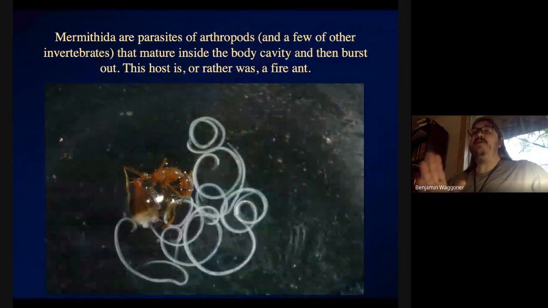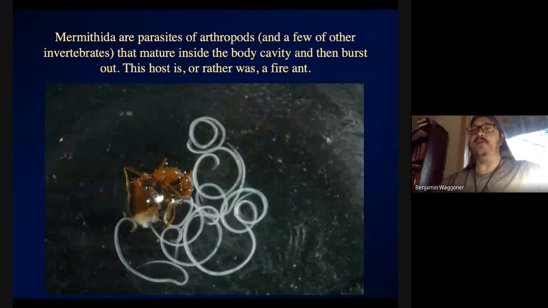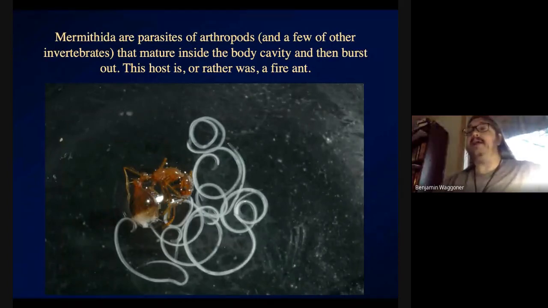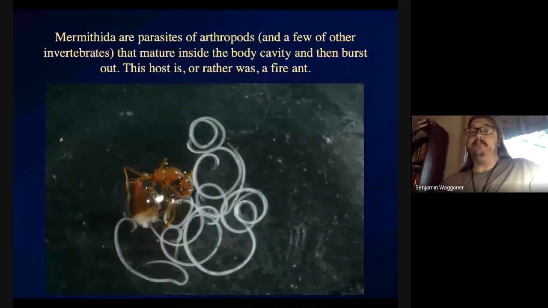Mermithids are arthropod parasites. They don't parasitize vertebrates that I've ever heard, and they probably should be called parasitoids because they kill their host. They'll mature inside the body cavity, such as the body cavity of this fire ant, and then burst out when they're mature, destroying the host in the process. So since, as far as I know, the host always dies, these would be better considered parasitoids than parasites per se.